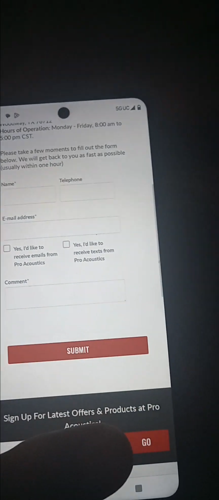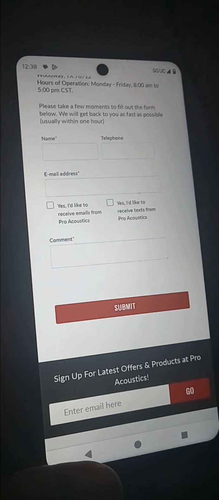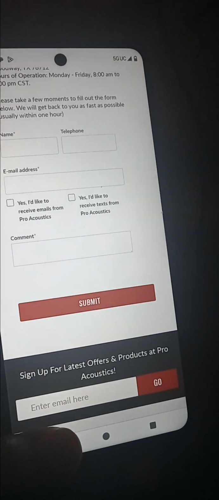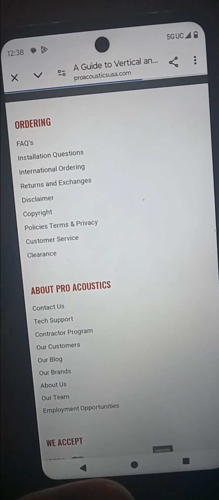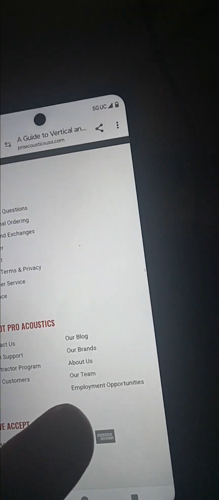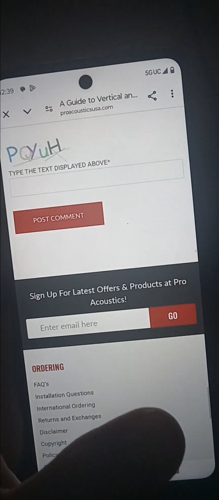This is what they call speaker dispersion. Hey, police, are you listening? I hope so. Let's take it down for a second.